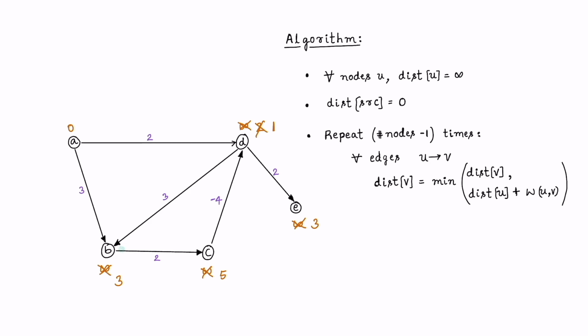The shortest path from A to B is this. Shortest path from A to C is this. Shortest path from A to D is this. And shortest path from A to E is this. And these are the shortest distances.